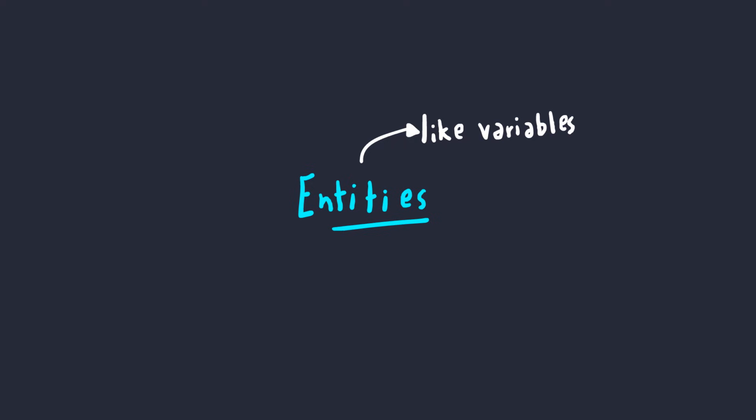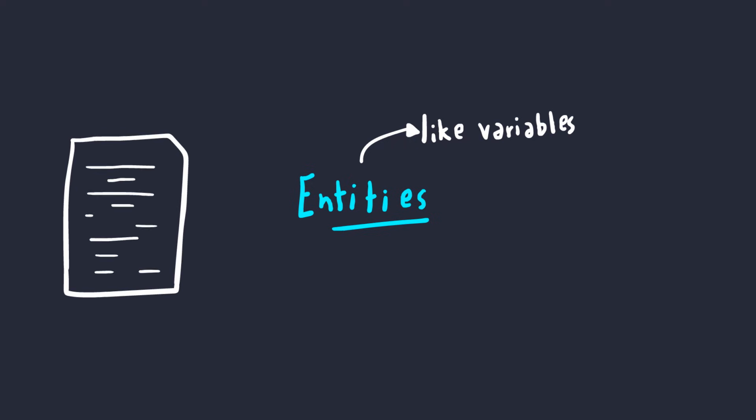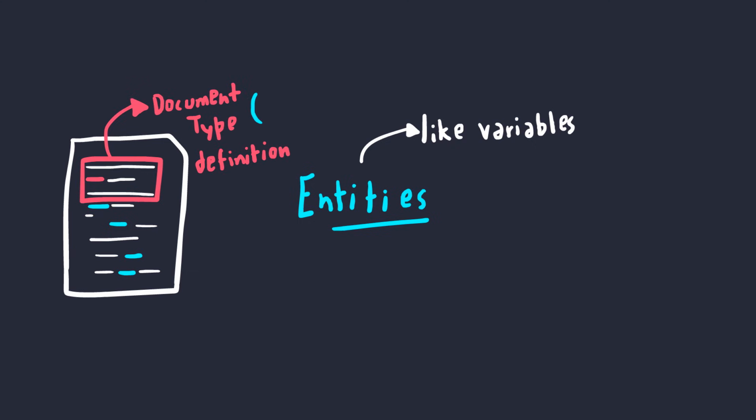The workaround for this is something called entities. Entities are simple storage units. Think of them as variables for XML. You can assign a value to one and use it multiple times in different parts of the XML document. These entities are defined in a separate part of the XML document, called the Document Type Definition, or simply DTD.